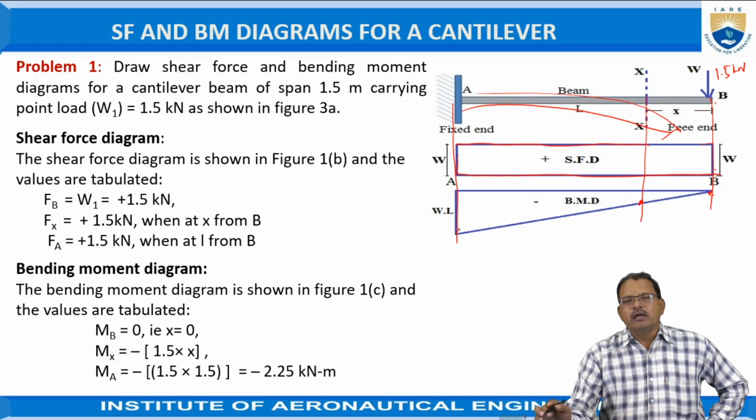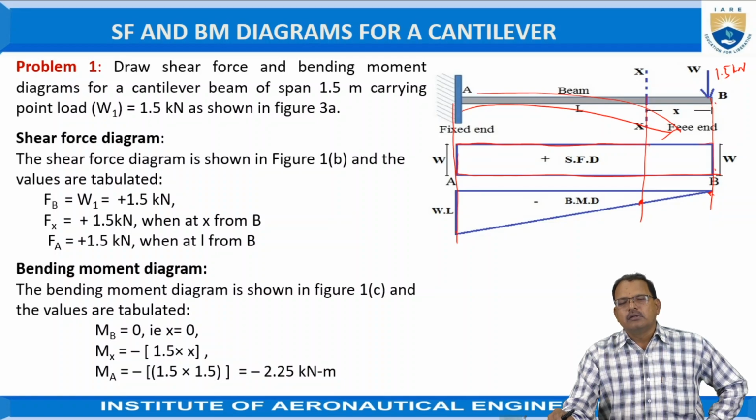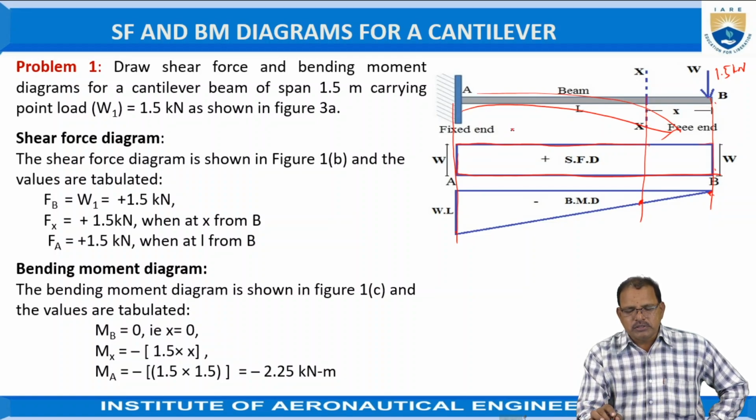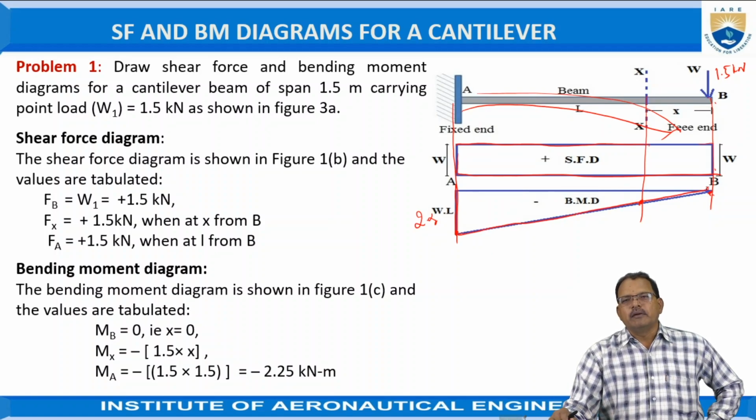When we are moving to the end position now, the bending moment is again force into distance. That is 1.5 into the length of the beam, which is 1.5, equal to 2.25 now. So join this 2.25 according to the scale reference. Just join by using straight lines because it depends upon the length of the beam.